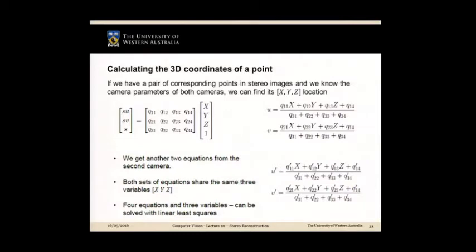And these four equations and three variables x, y, and z can be solved with linear least squares. You can solve them using the system of linear equations to find the value of x, y, and z, because you have four equations and three unknowns. So a solution is possible.